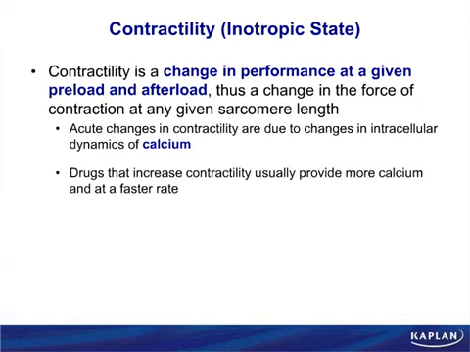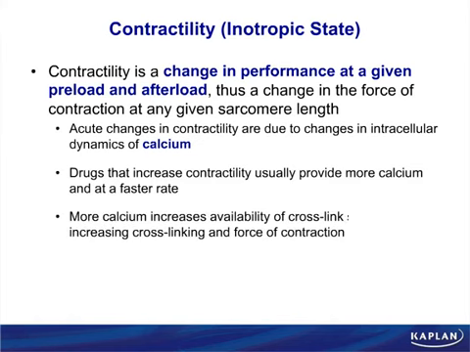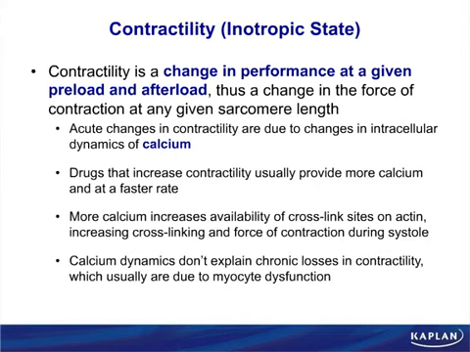All right, because I get more calcium, I get more cross-bridges. If I get more cross-bridges or cross-linking, I will generate a greater force of contraction during systole. Now, when we get chronic losses in contractility, this is due to myocyte dysfunction, and it's rarely related to calcium dynamics. So contractility is our other player influencing systolic performance, and they're directly related. And again, inotropic state. So an increased inotropy means increased contractility. Decreased inotropy means decreased contractility.